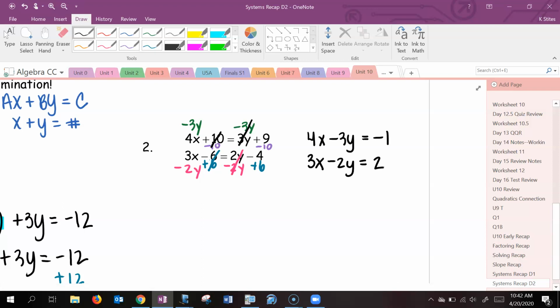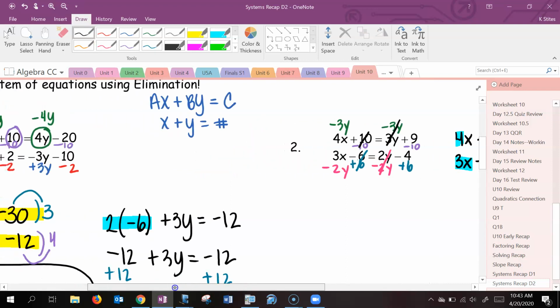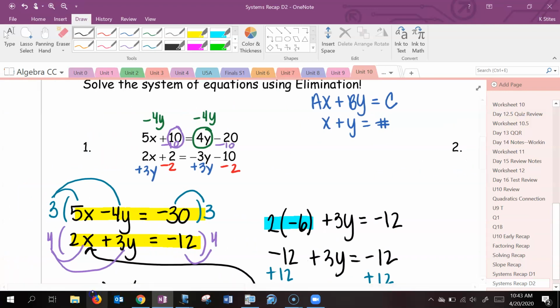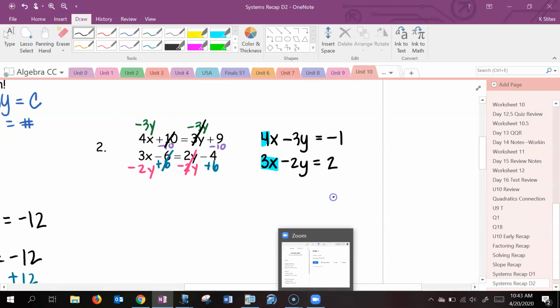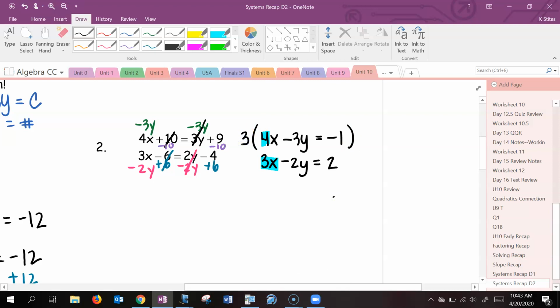This one, we don't have a positive and negative. Like both of our x's are positives, both of our y's are negatives, so it's up to you which one you want to cancel. Personally, I am going to cancel my x's, okay, and actually, just like we did here, it's 4 and 3, I'm going to go with 12 again. 12 is what I'm going to go for. So I'm going to multiply my top one by a 3, and my bottom one by a 4.